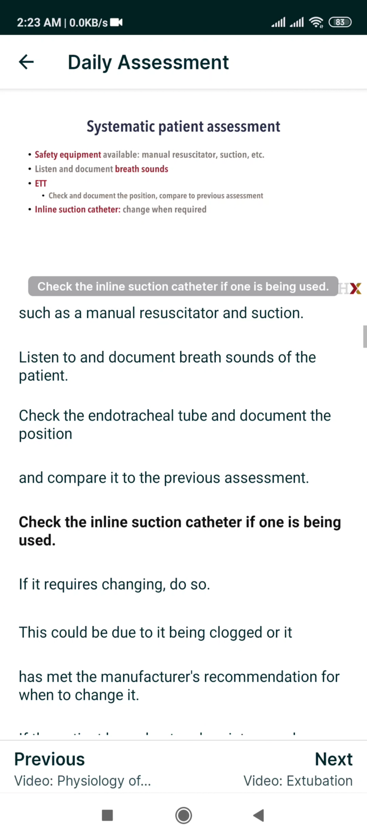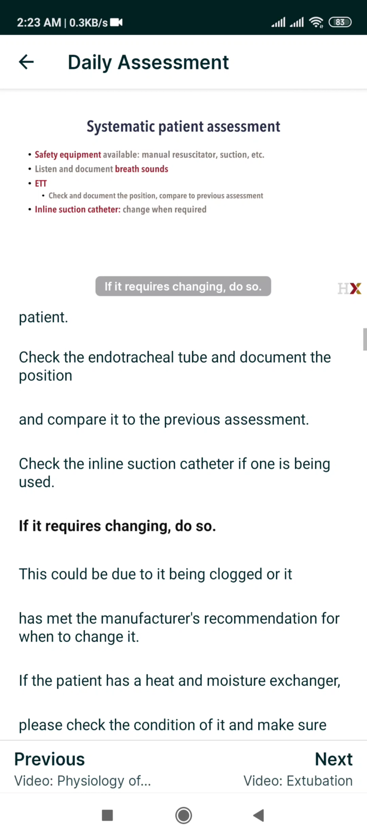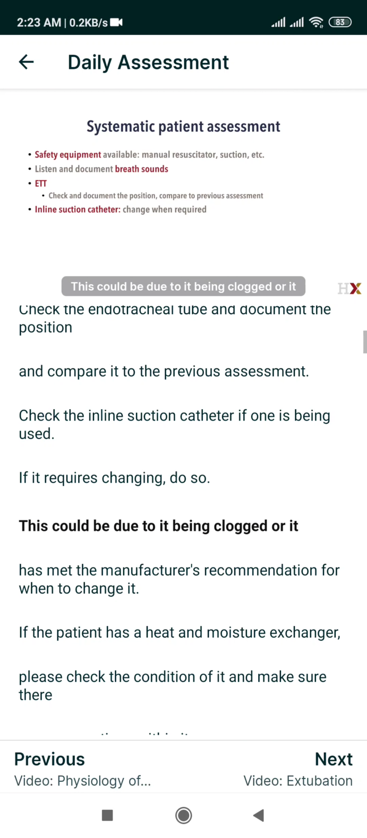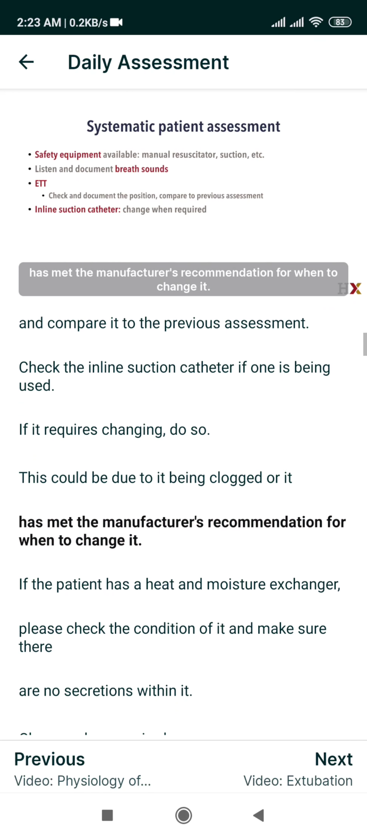Check the inline suction catheter if one is being used. If it requires changing, do so. This could be due to it being clogged, or it has met the manufacturer's recommendation for when to change it.